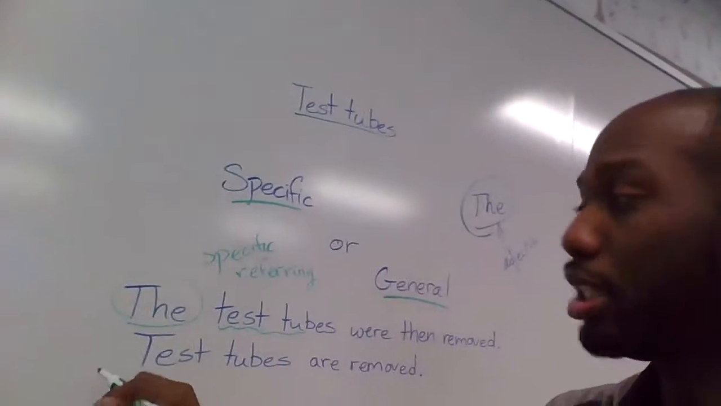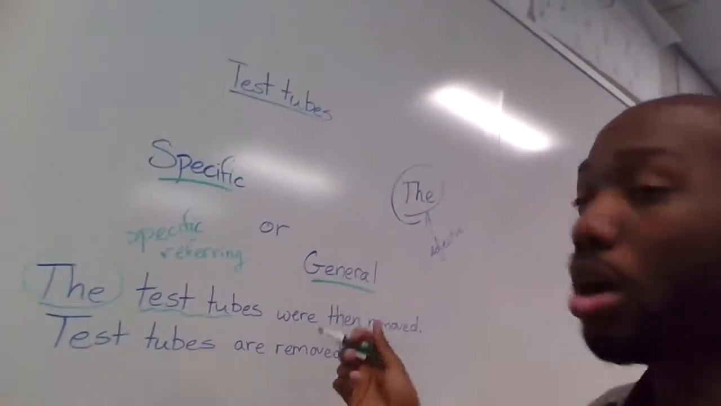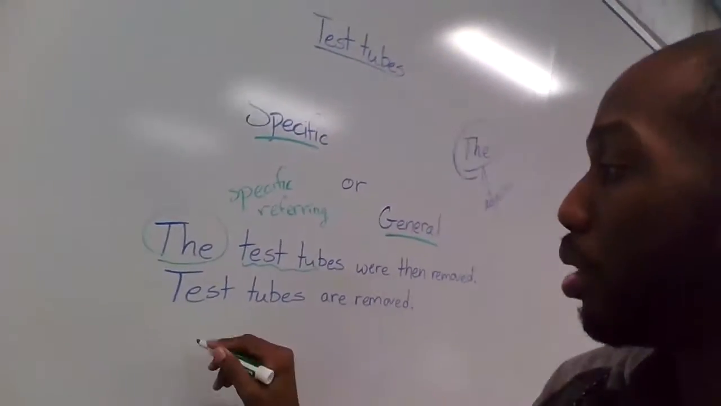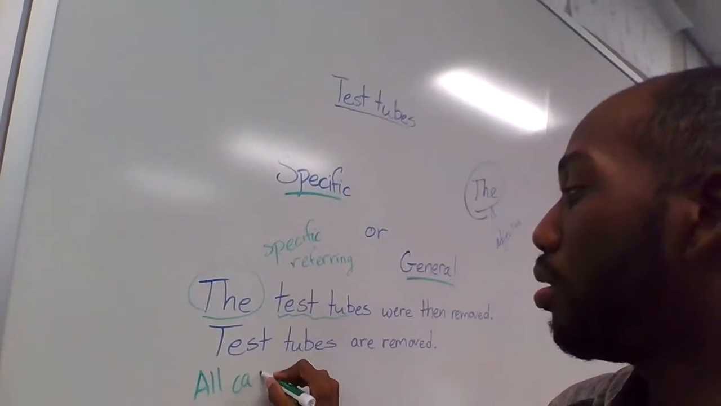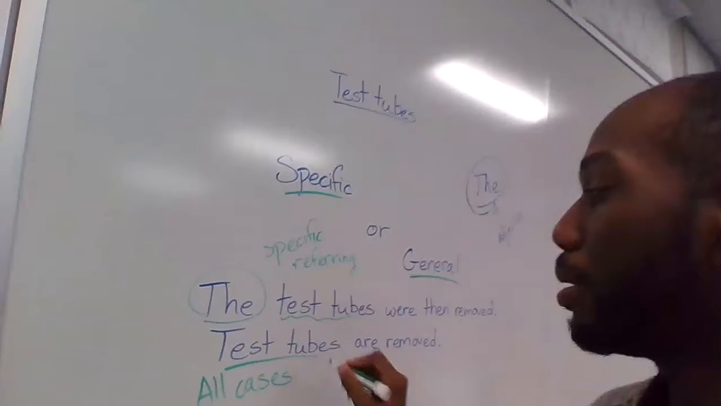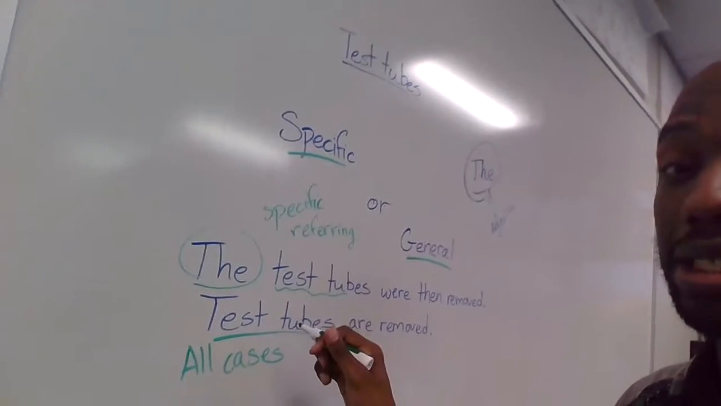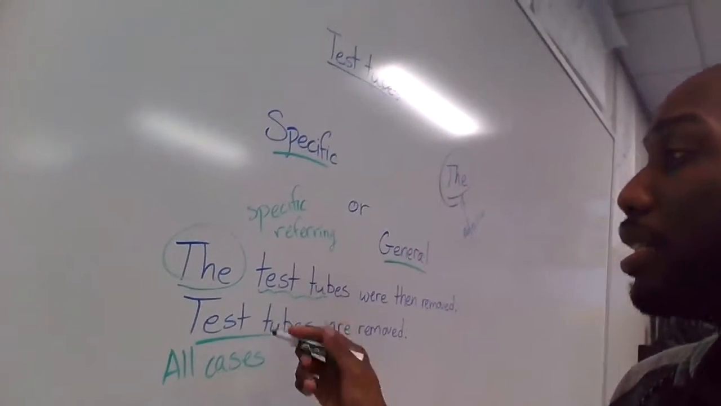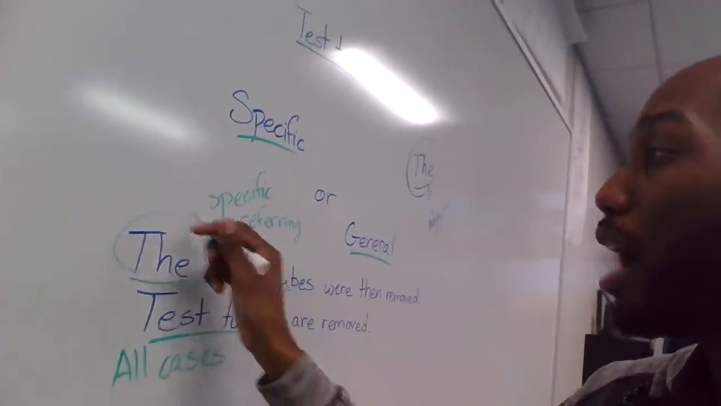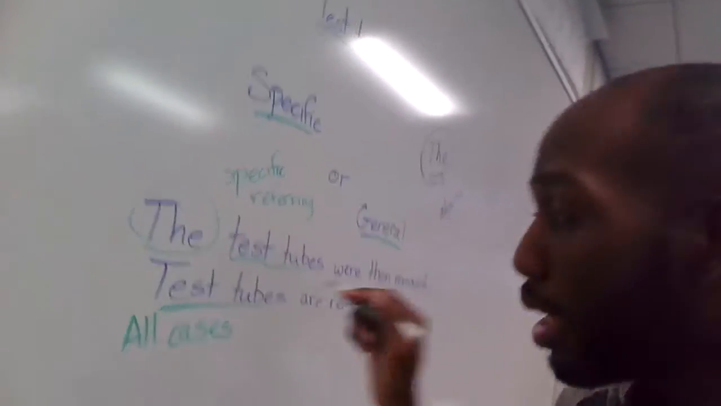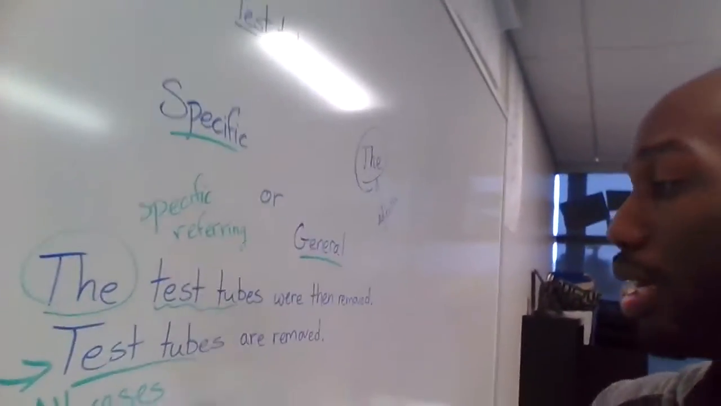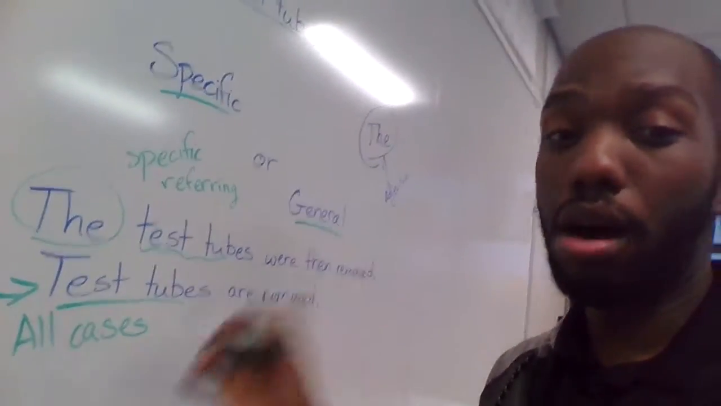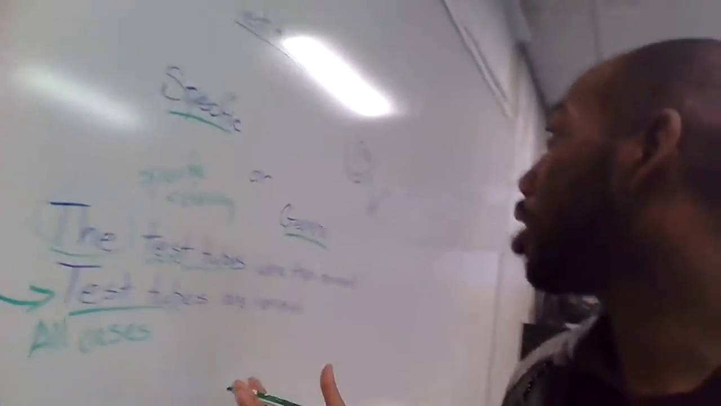The second one is general. Test tubes are removed. Okay, so in all cases, this is what happens to test tubes because of the fact that they are test tubes. It doesn't matter whether I'm using them or not. The fact that they are test tubes, in this sentence, it's very general. And so this is what happens in all cases. All test tubes are removed. So, test tubes are removed. Okay. Let's try another sentence.